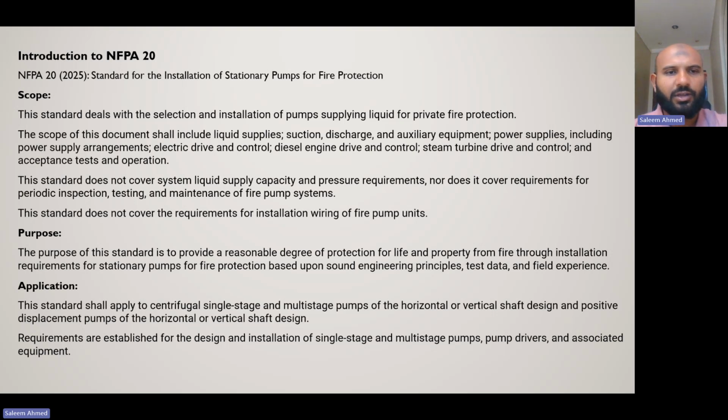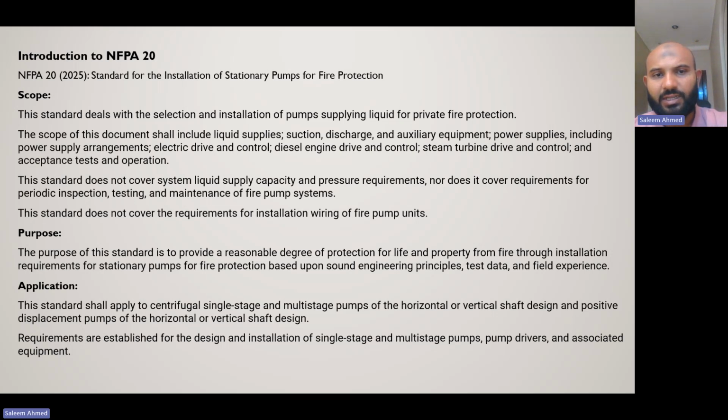The standard does not cover liquid supply capacity and pressure requirement. We will have to do the design and hydraulic calculation to know these things, for example, design for supply capacity and hydraulic calculation for the pressure requirements.